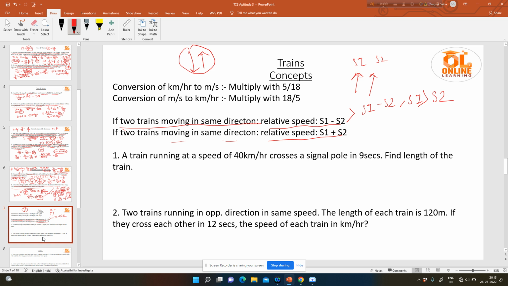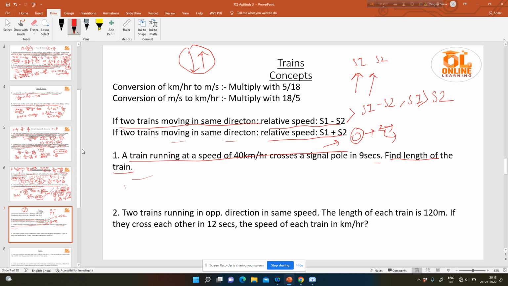The first question is: a train running at a speed of 40 km per hour crosses a signal pole in 9 seconds. Find the length of the train. The distance, or length, of a pole or a man is considered to be zero, we neglect their length, because it is negligible. So we don't have to consider it. It is given: a train running at a speed of 40 km per hour crosses a signal pole in 9 seconds. Find the length.